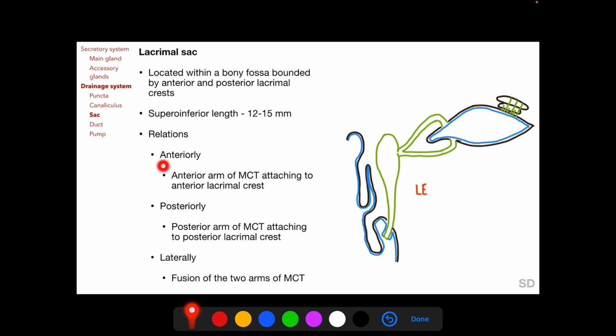and anterior to the lacrimal sac we have the anterior arm of the medial canthal tendon attaching to the anterior lacrimal crest. Posterior to the lacrimal sac lies the posterior arm of the medial canthal tendon attaching to the posterior lacrimal crest, and lateral to the lacrimal sac the two arms, the anterior and the posterior, of the medial canthal tendon fuse to form the middle part of the medial canthal tendon.